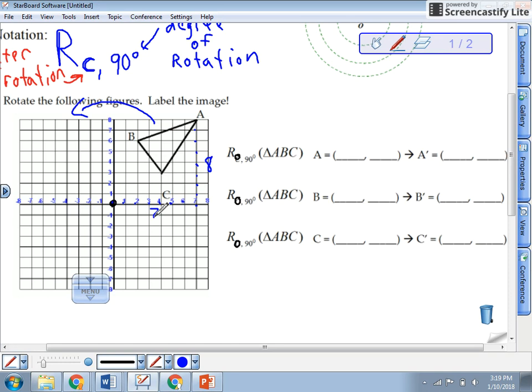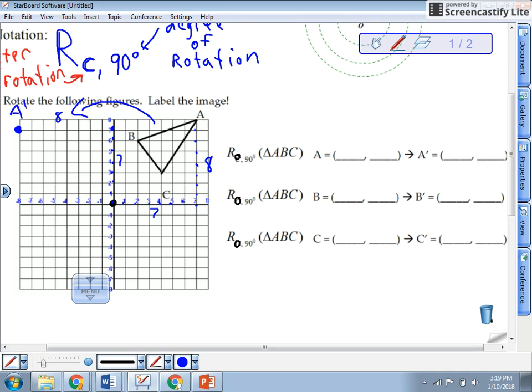Now when you rotate 90 degrees, you're going to switch that. So now instead of going over 7, I'm going to go up 7. So I'm going to go up 1, 2, 3, 4, 5, 6, 7. Now I'm going up 7, and now I'm going to go over 8. From this point, I'm going to count over 8, which is right here. So there's my new A prime.